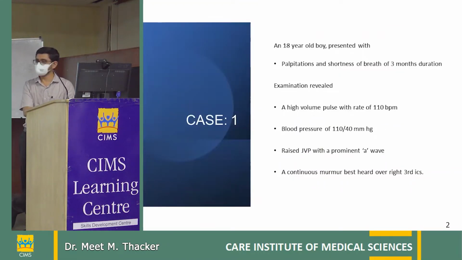So this is an 18-year-old boy who presented with palpitations and shortness of breath of 3 months duration. On examination, the boy had a high volume pulse with a rate of around 110. Blood pressure was 110 by 40 millimeters of mercury. JVP was raised with a prominent A wave, and a continuous murmur was heard over the right third intercostal space.